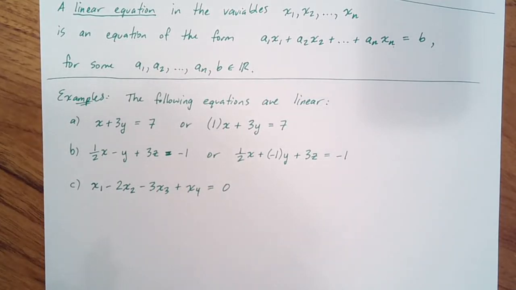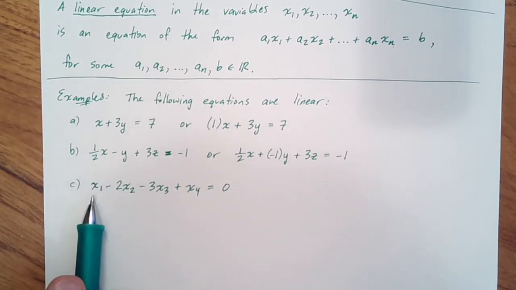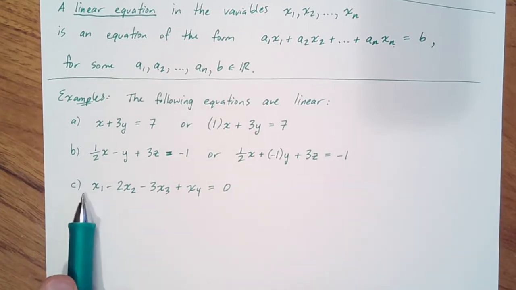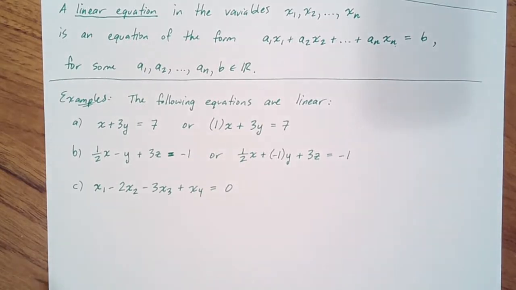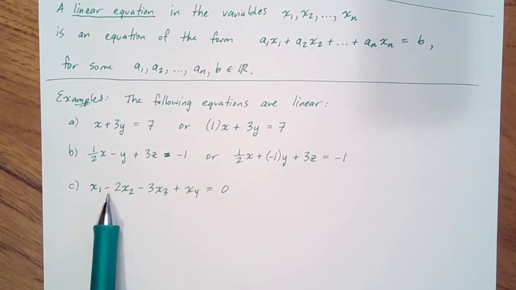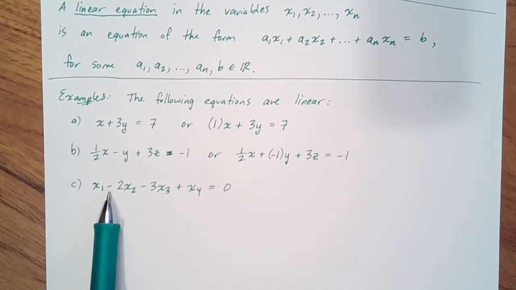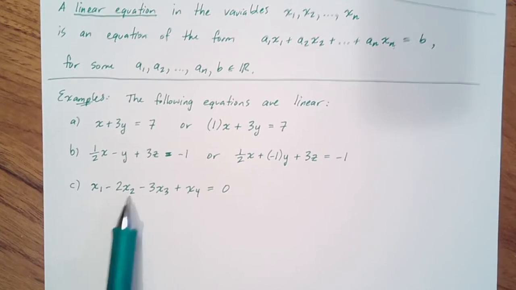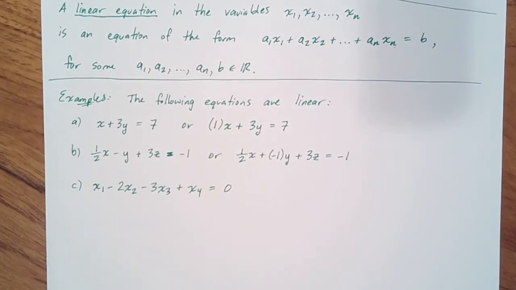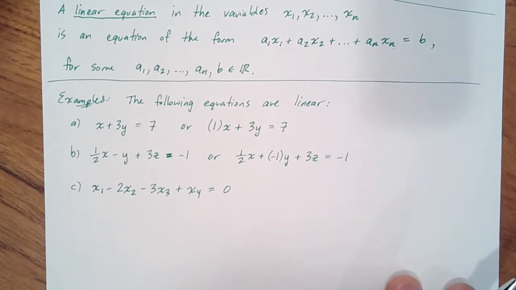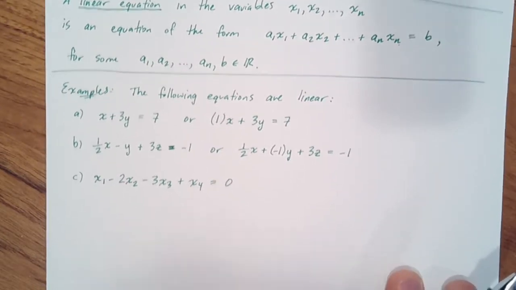Okay, so what about the coefficients? The coefficient of x1 is just going to be 1 since there's nothing written here. Same with x4. The coefficient of x4 is also positive 1. The coefficient of x2 is -2 because there's a minus here. Because there's a negative between the terms, -2 is the coefficient of x2, and -3 is the coefficient of x3. So those are 3 examples of linear equations.